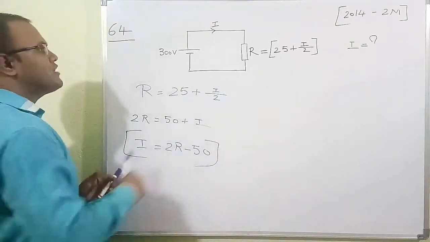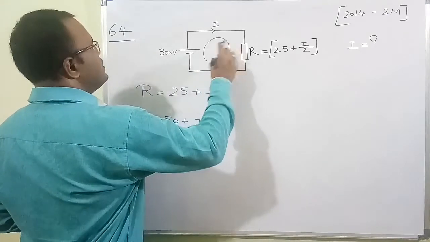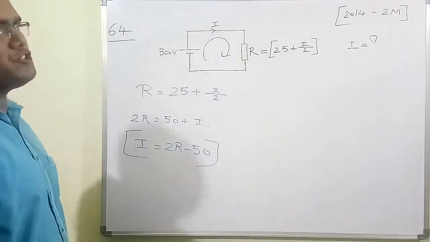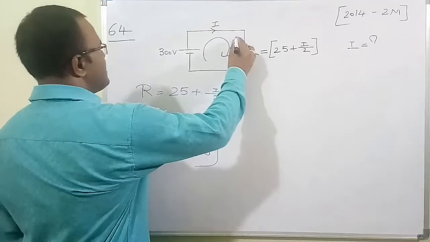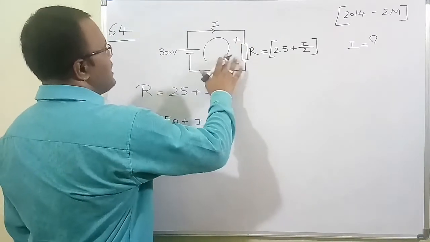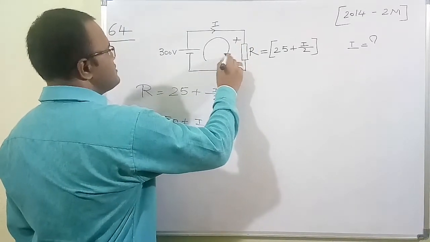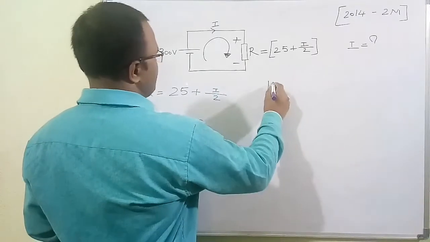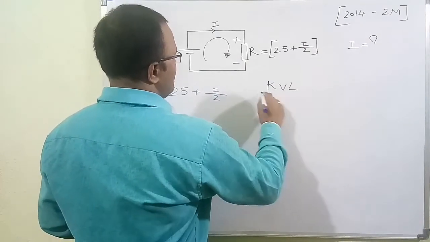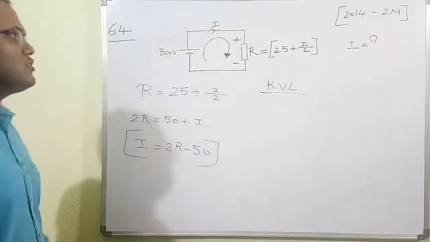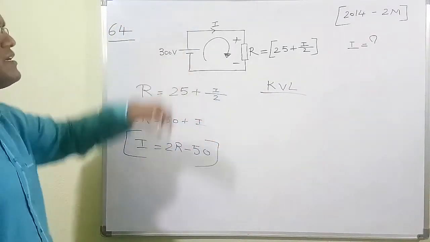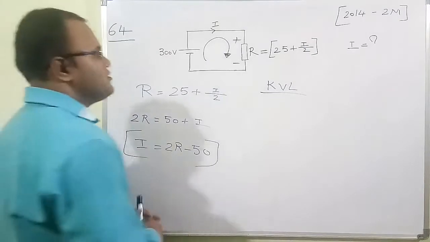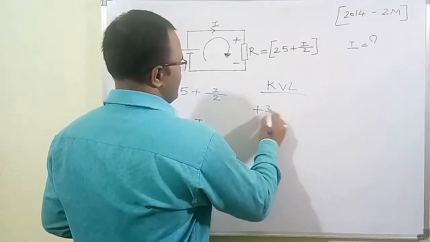See, now I am going to write KVL in this loop. Current always travels from higher potential to lower potential. Therefore this is the positive sign and this is the negative sign. So I am traveling with KVL in this closed loop. As per KVL, the algebraic sum of voltages in a closed loop is equal to 0. So I am traveling from minus to plus, therefore there is a rise in potential which is plus 300.